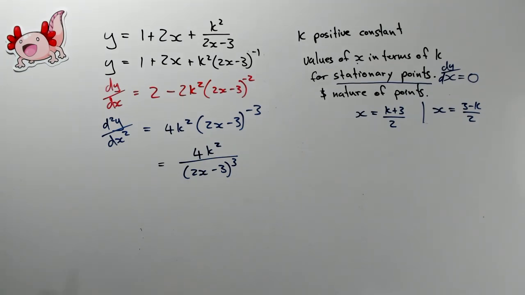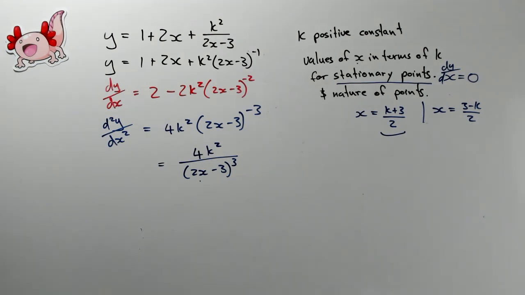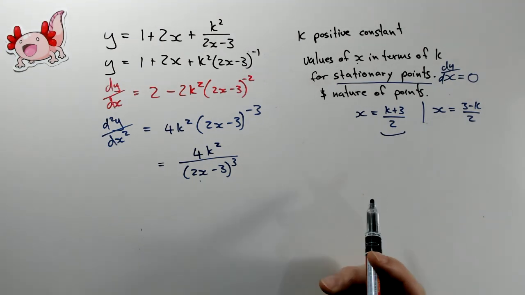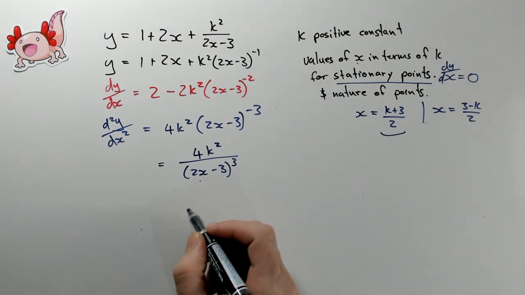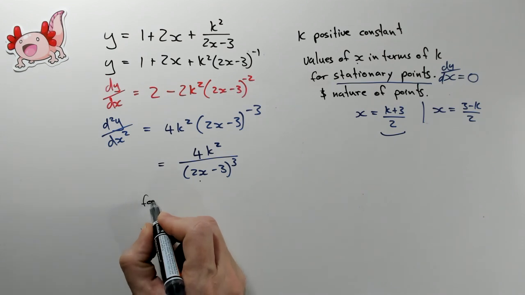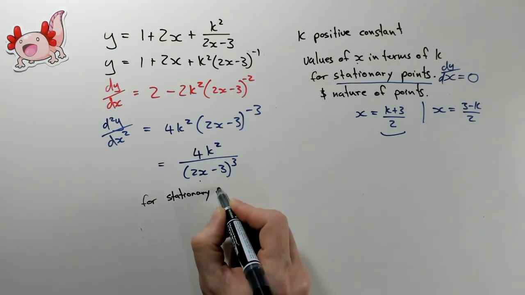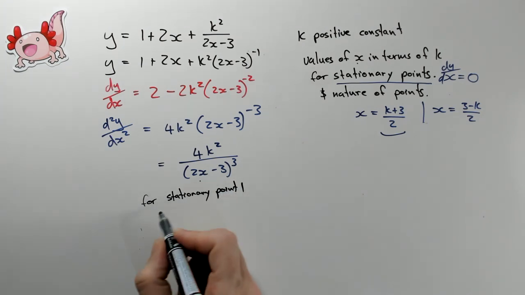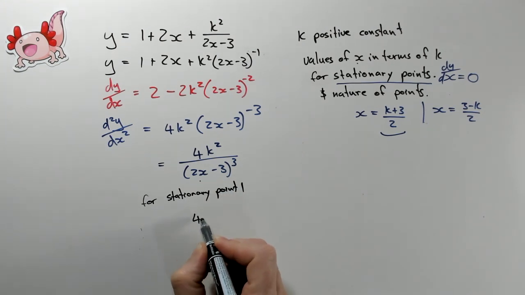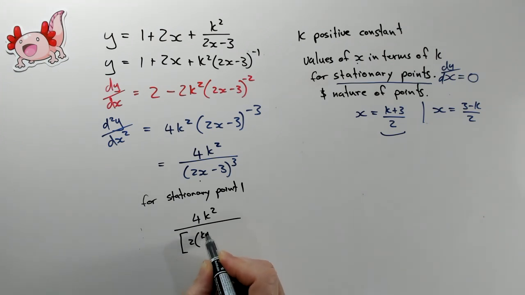Okay. Whew, now we have to fill this into this. Fractions in fractions. How lovely. Let's see what happens. Okay, so let's just sub this one in first. So for stationary point 1, let's just sub that in. So it's going to be 4k squared all over, let's do this, 2x is k. Oh, that's convenient.